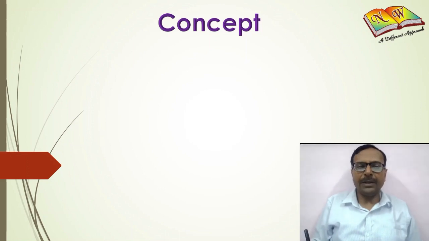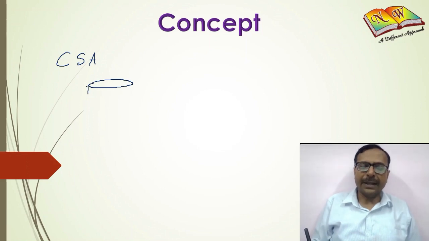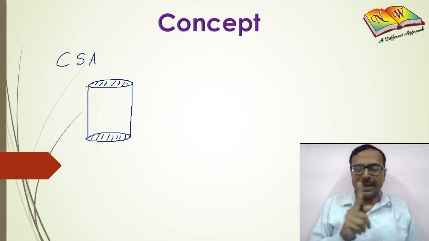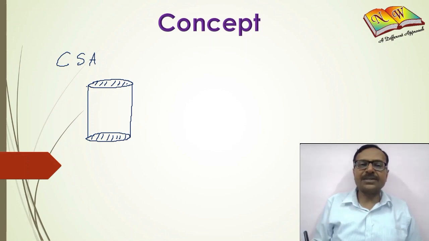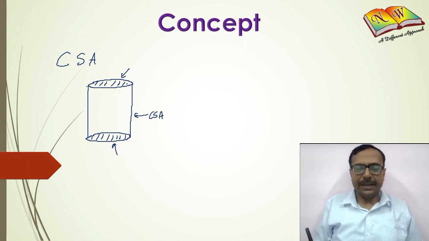What do you mean by curved surface area? Whenever you have anything which is circular, like a cylinder shape, this is circular all around and flat on the top and at the base. So the curved surface area is the area all around, that means the area excluding the flat surfaces. So this area is called the curved surface area.